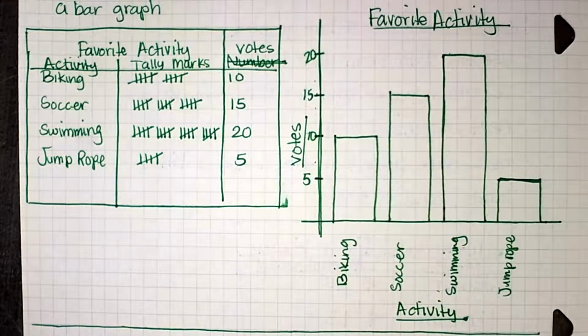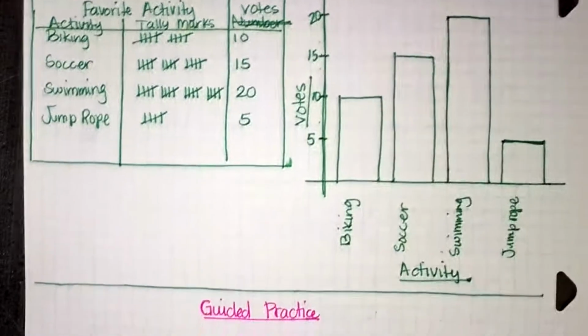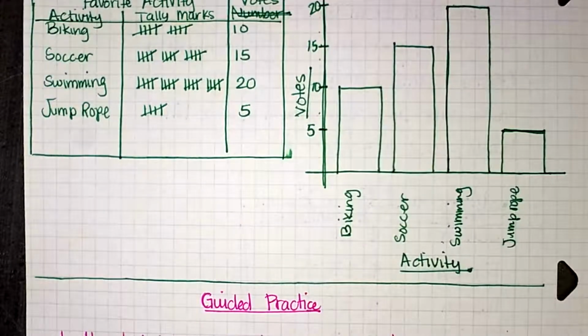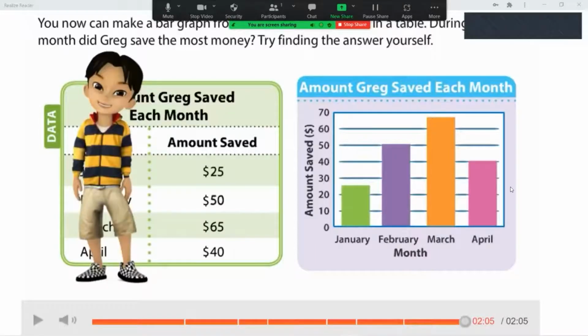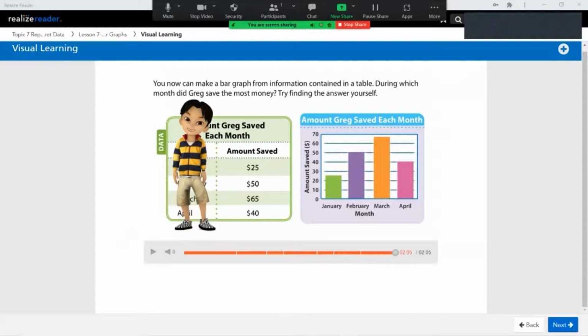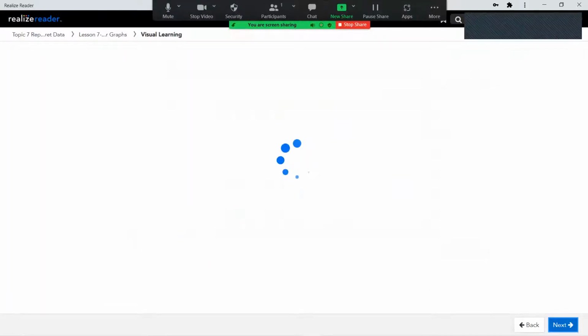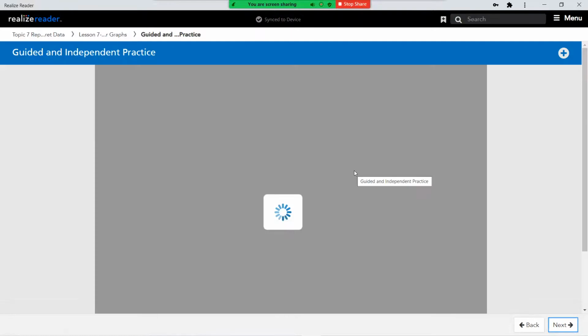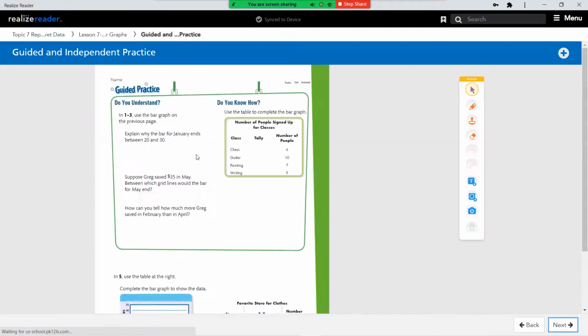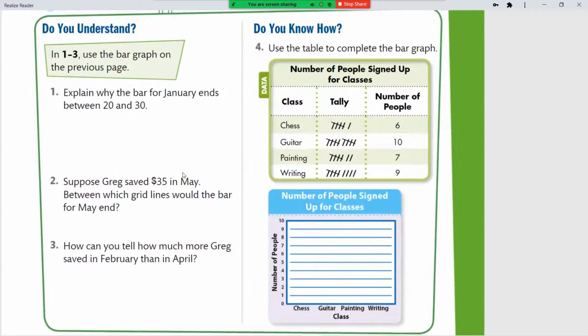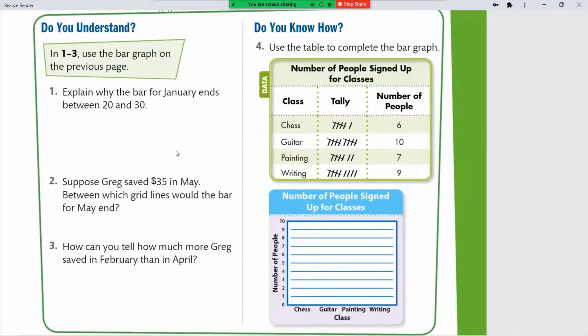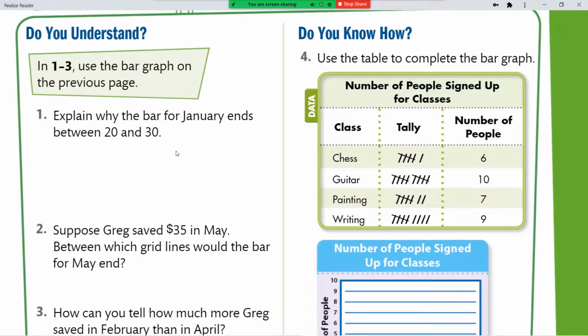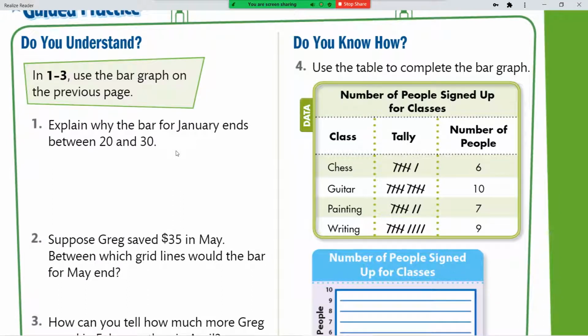So let's take a look at your guided practice questions. Now, for the first guided practice question, let me go ahead and share the screen with you one more time so that you can see it. Your first guided practice question says, explain why the bar for January ends between the 20 and the 30. So this is based on the example we were looking at in our short lesson video.